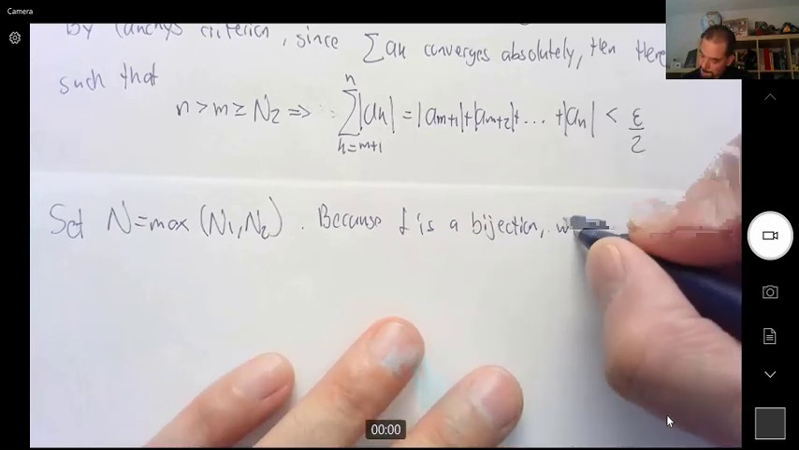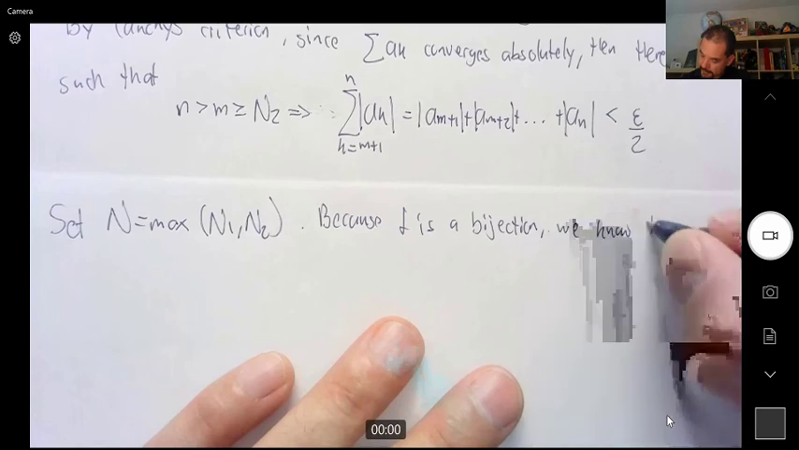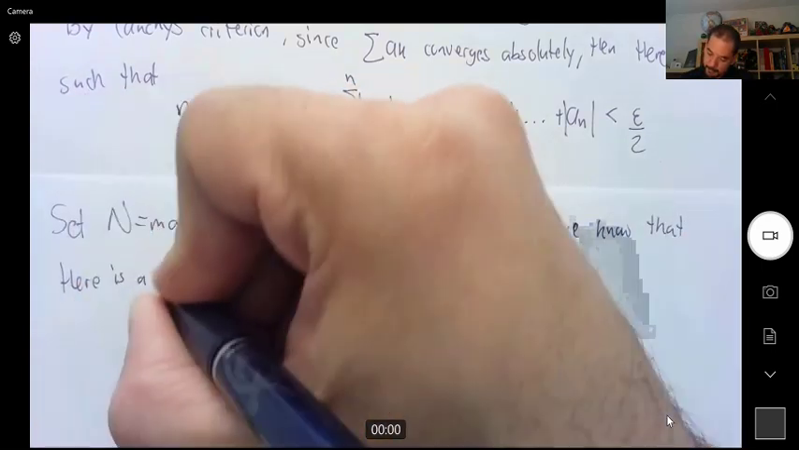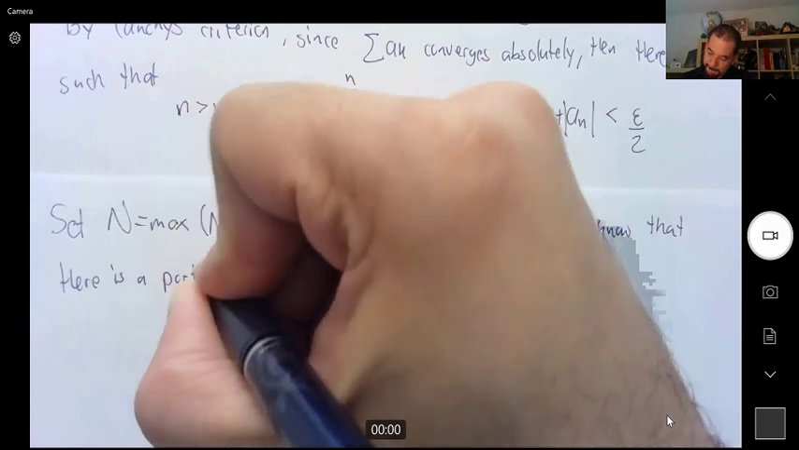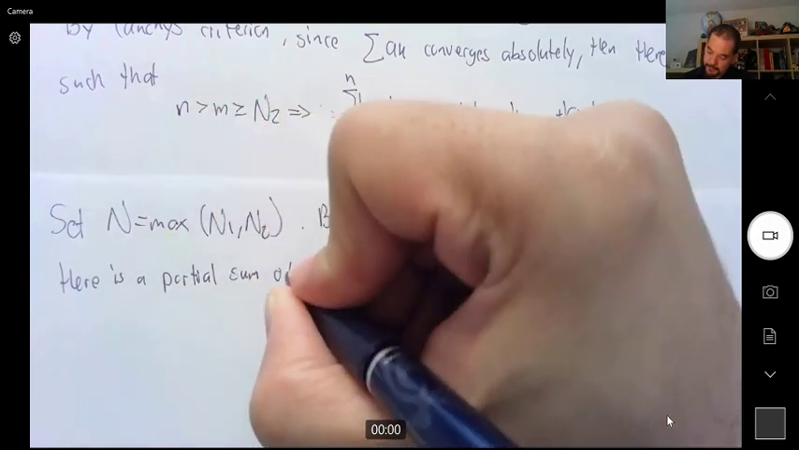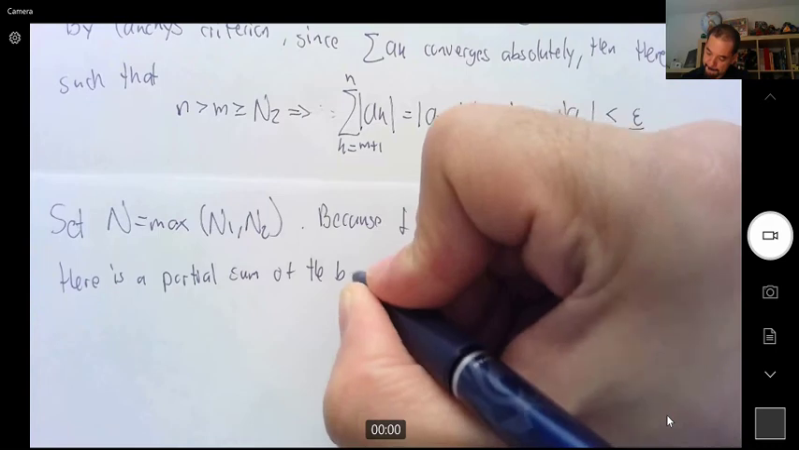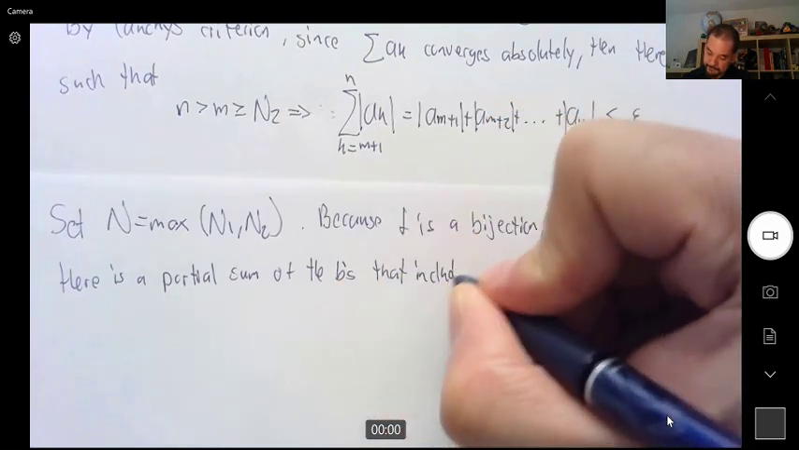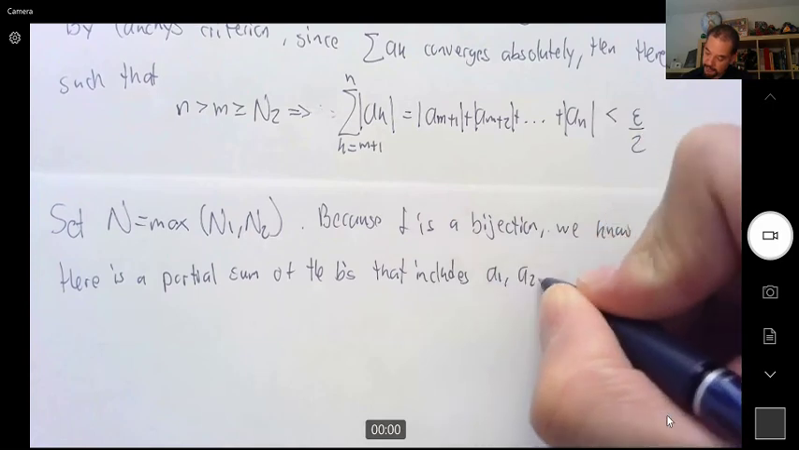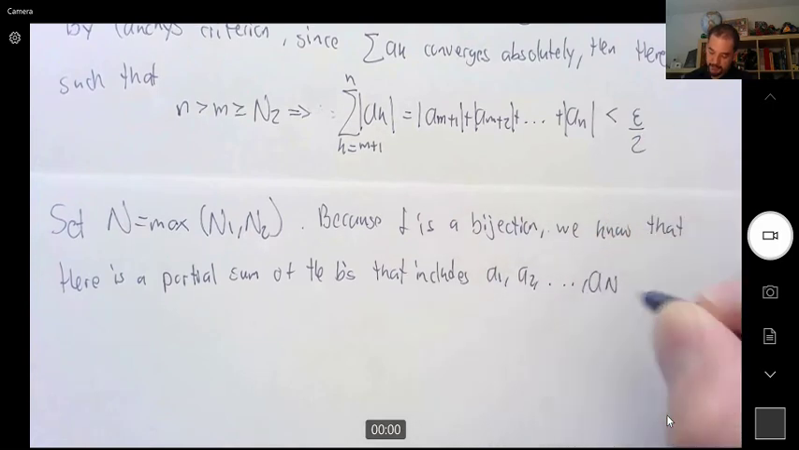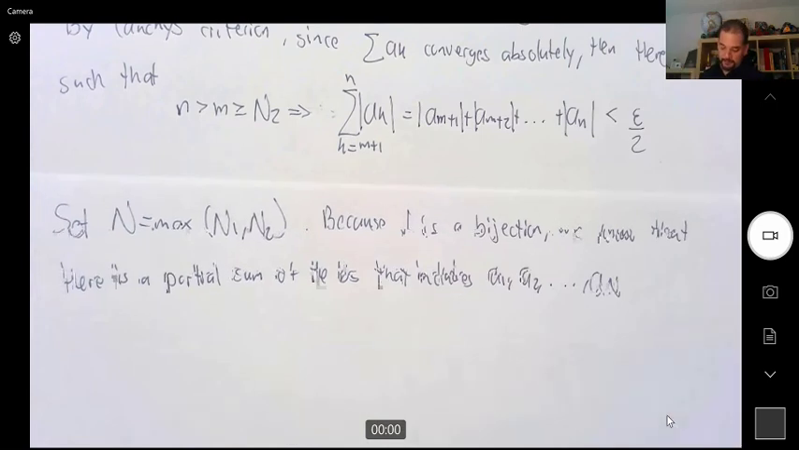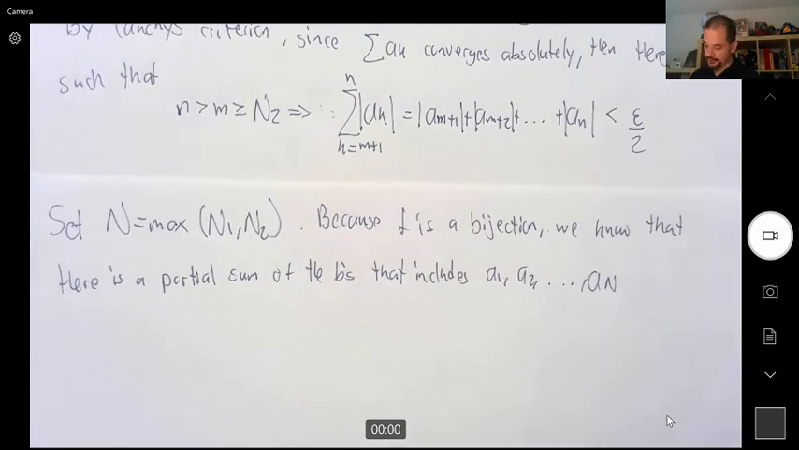We know that there is a partial sum of the B's that includes A1, A2, all the way to A sub capital N, right? And if you want to be precise and actually find out which one it is, here's how you can do it.